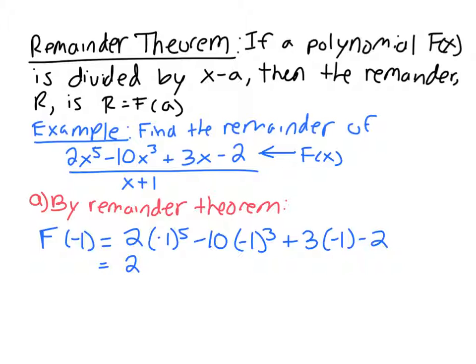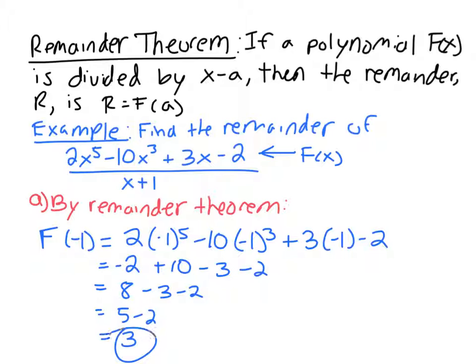-1 to the 5th power is still negative, right? Because it's to an odd power, so that becomes minus 2. And then -1 to the 3rd power is also still negative, so that -10 then becomes plus 10. And then minus 3 and minus 2. So -2 plus 10 is 8, minus 3 minus 2. Then this will be 5 minus 2, and then I will have 3. Okay, so the remainder is 3.